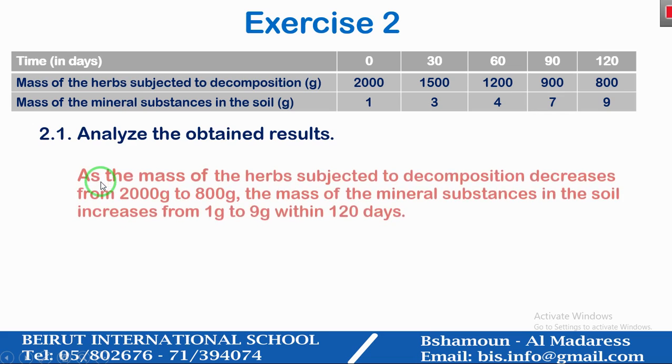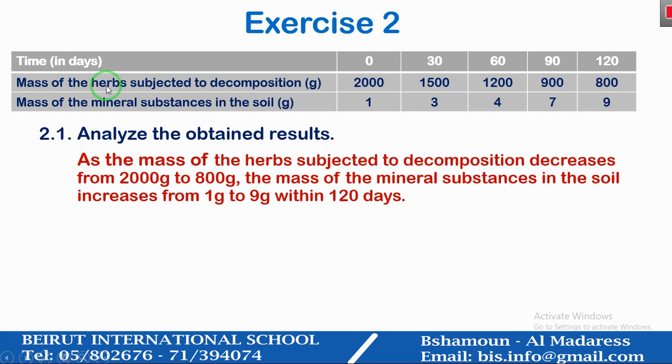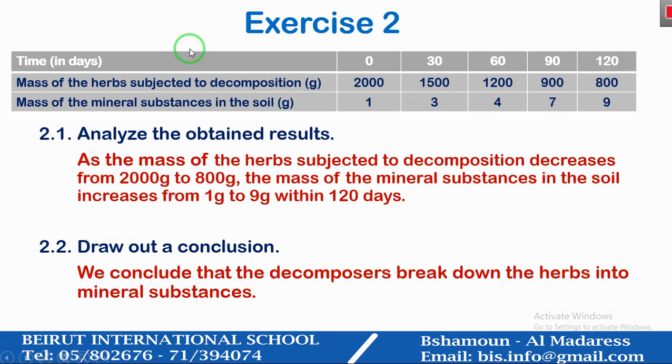So with the analysis we start. As the mass of the herbs subjected to decomposition decreases from 2000 grams to 800 grams, the mass of the mineral substances in the soil increases from 1 gram to 9 grams within 120 days. Draw out a conclusion. We conclude that the decomposers found in the soil will break down the herbs into mineral substances.